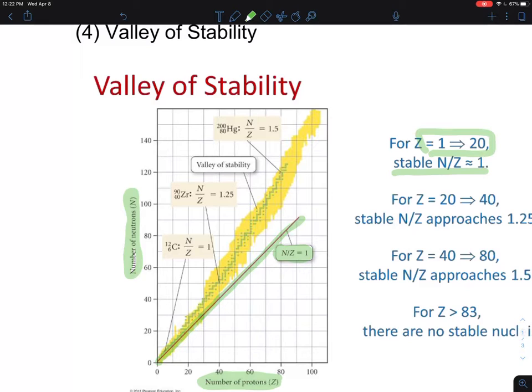Do you remember, for example, that carbon has atomic number 6, but its atomic mass is 12? So what that means is there are 6 protons and 6 neutrons, the same number of neutrons and the same number of protons. That behaves really well up to about atomic number 20.